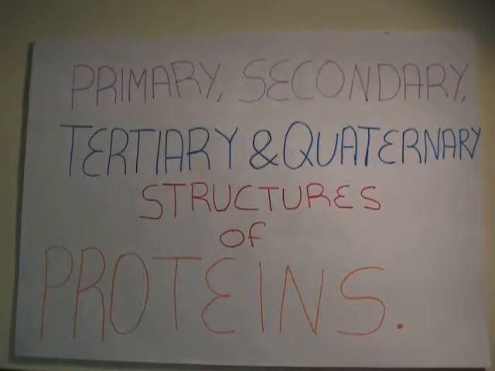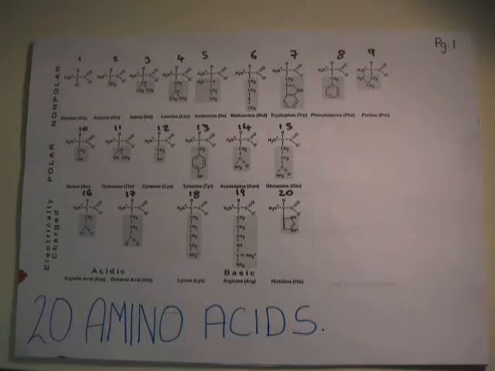This video is going to be about the primary, secondary, tertiary and quaternary structures of proteins. There are 20 different amino acids which are used within the cells of organisms.